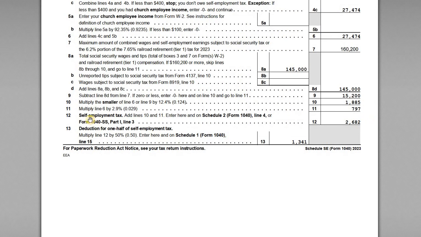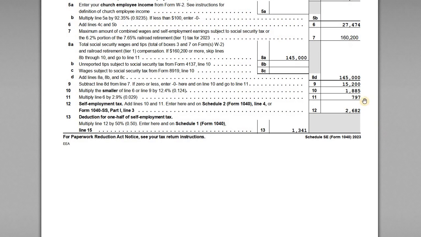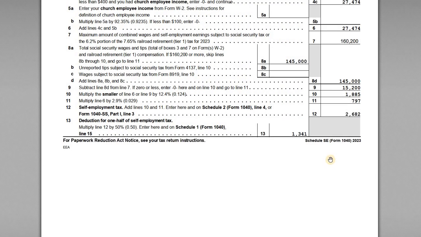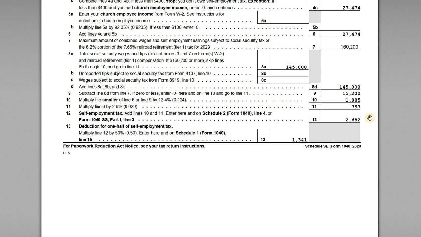Now we take the Medicare portion. So we multiply line 6 by 2.9%, and we're left with $797. Add the two together, we get $2,682 of self-employment tax. And then the deductible piece of that self-employment tax is 50%, or $1,341. So now that we have these values, we transfer that to Schedule 2. We transfer the deductible portion to Schedule 1.